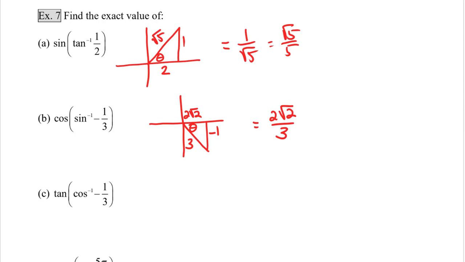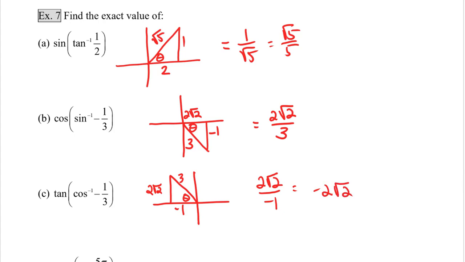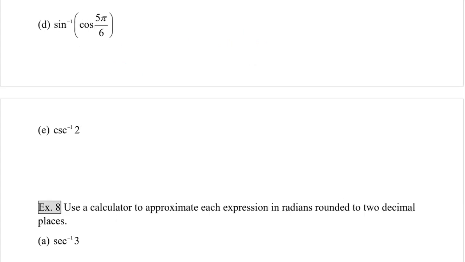Part C, the tangent of the inverse cosine of -1/3. So now, inverse cosine of a negative means my angle needs to be in quadrant 2. So I'll draw a triangle. Here's my theta. The cosine has to be -1/3, which means the x-coordinate is negative, the hypotenuse is 3, 9 minus 1 makes the opposite side the square root of 8, or 2 root 2. And then the tangent of this angle is going to be equal to 2 root 2 over -1, or -2 root 2.